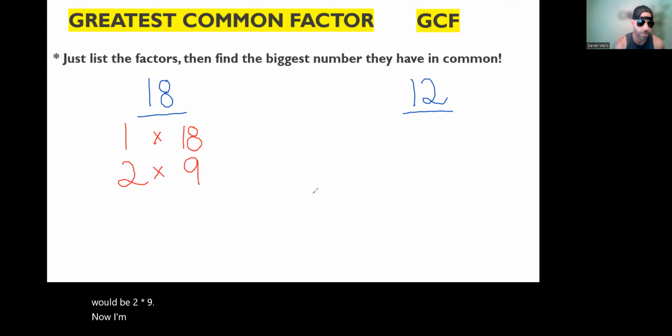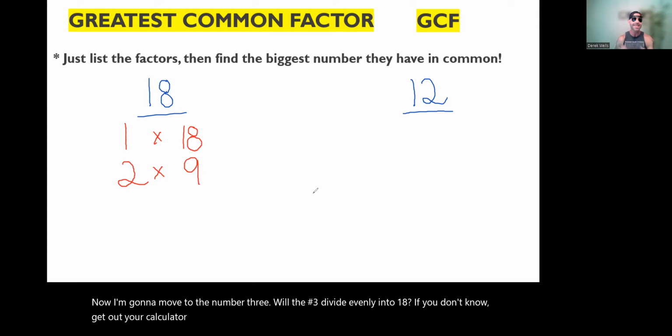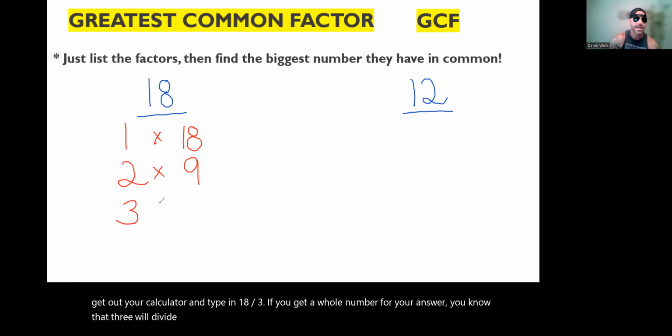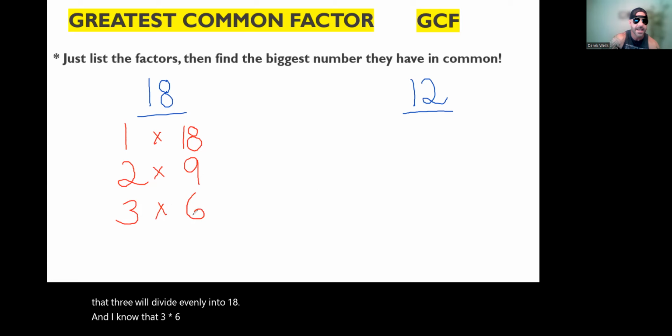Now I'm going to move to the number 3. Will the number 3 divide evenly into 18? If you don't know, get out your calculator and type in 18 divided by 3. If you get a whole number for your answer, you know that 3 will divide evenly into 18. And I know that 3 times 6 is 18.